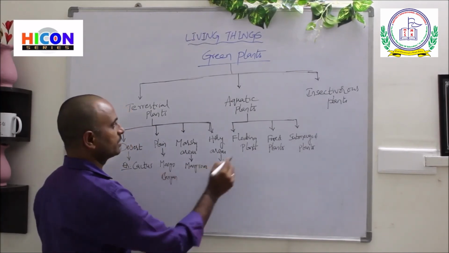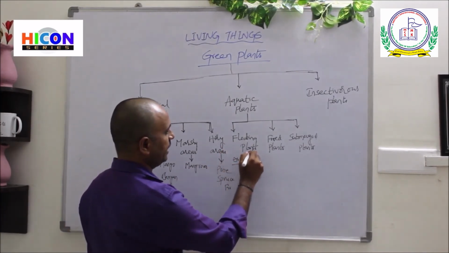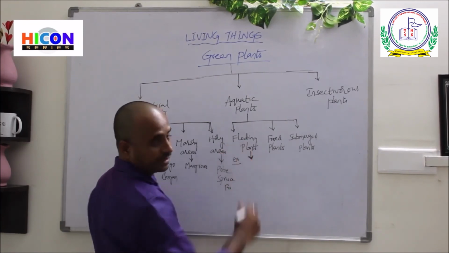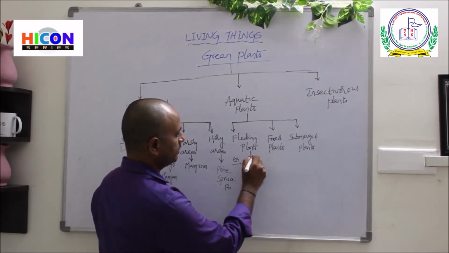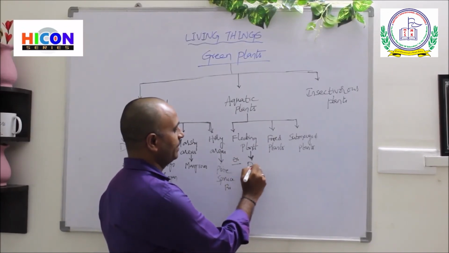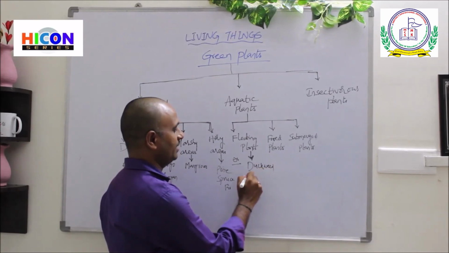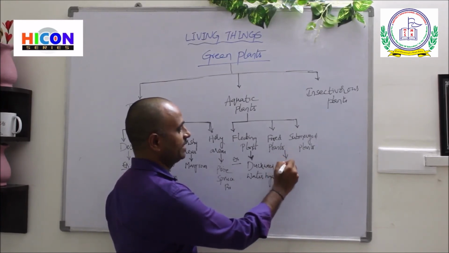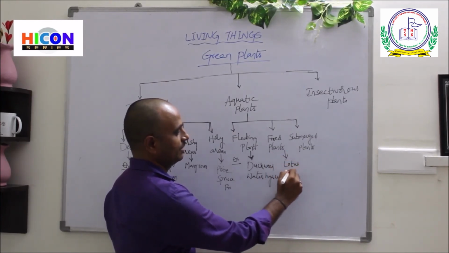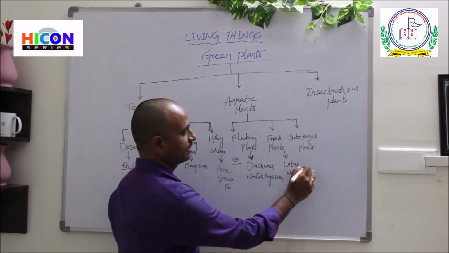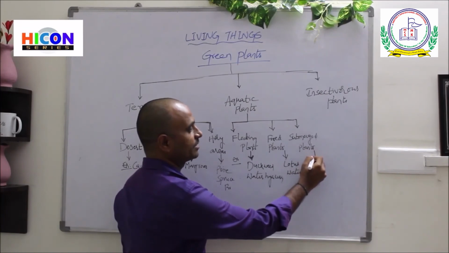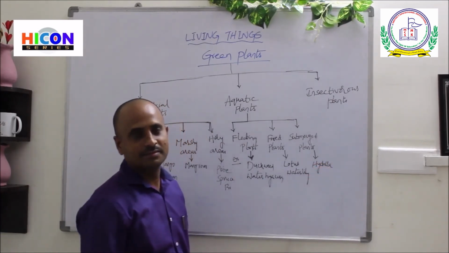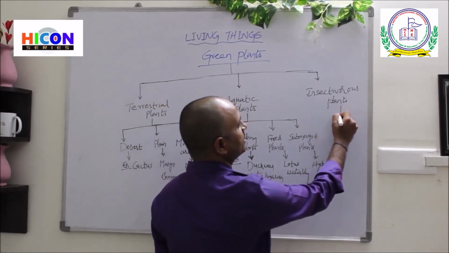So let us see the examples for the aquatic plants. The examples for floating plants are duckweed plants and water hyacinth, etc. And the examples for the fixed plants are lotus and water lily, etc. And examples for submerged plants are hydrilla and vallisneria. And we have already discussed the examples for the insectivorous plants.